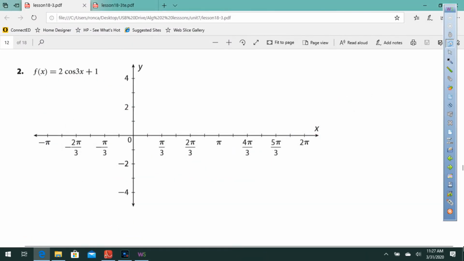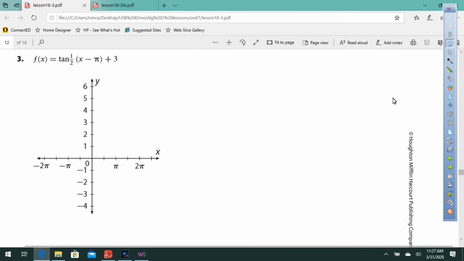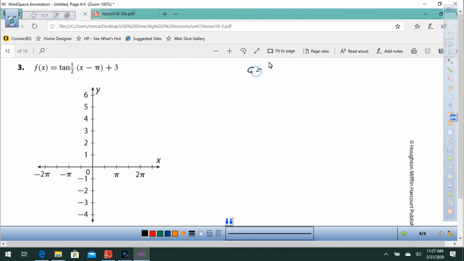Now let's try a tangent function. Number 3, a tangent function. Now, how was this different? This time we have a equals 1, b equals 2, and then h equals pi, and k equals 3. So what do we got here? What about our period? Our period is pi times b, so that's going to be 2 pi. Okay, that's our period.